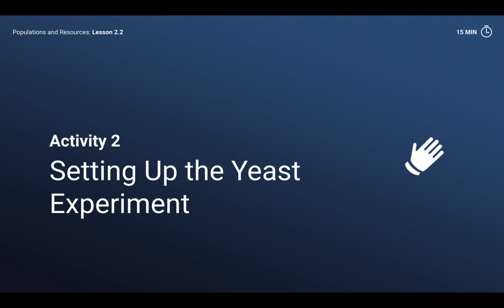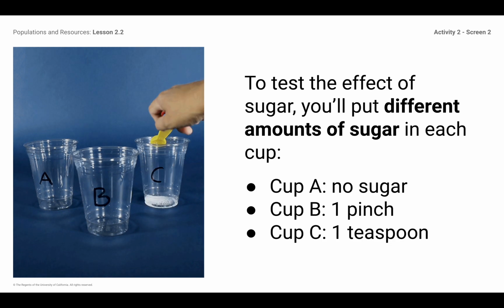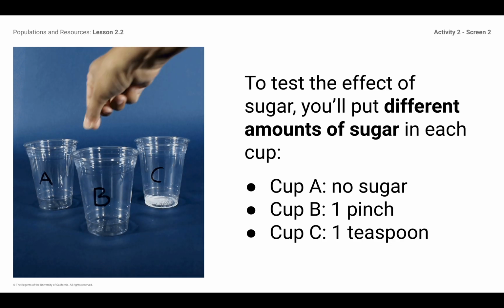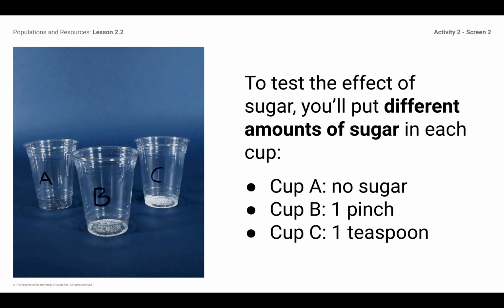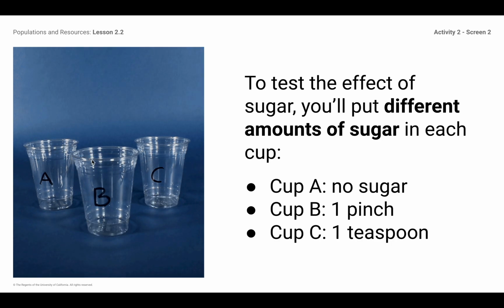Let's see. We had a yeast experiment. So the kids had sugar, they had yeast, and they had 3 cups labeled A, B, and C. And what they did is we talked a little bit about sugar being a type of glucose, and so it's an energy storage molecule. And so we had different amounts of sugar put in each one of the cups, and we were making a hypothesis as to which cup the yeast would reproduce more quickly, or reproduce more, I guess.